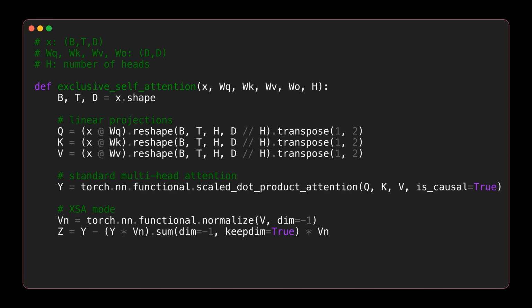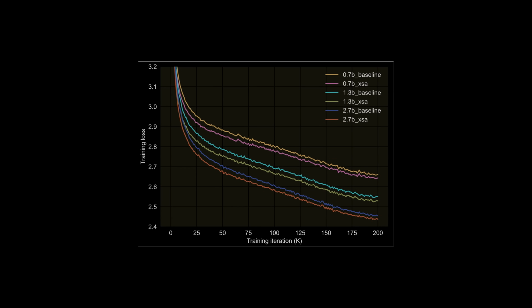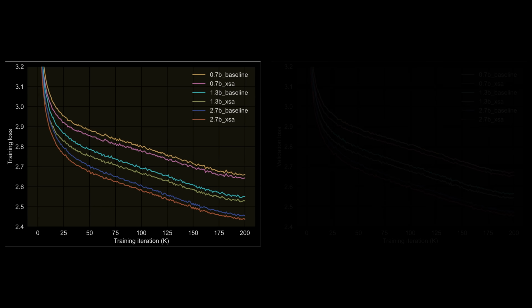Drop this into any existing transformer, and the attention output is now guaranteed to be orthogonal to the self-value direction. As with standard attention, we compute the final output by applying the output projection matrix WO. With this change, attention can focus exclusively on what it was always supposed to do, gathering context from other tokens. But does it actually work? Let's look at the training and validation loss curves.